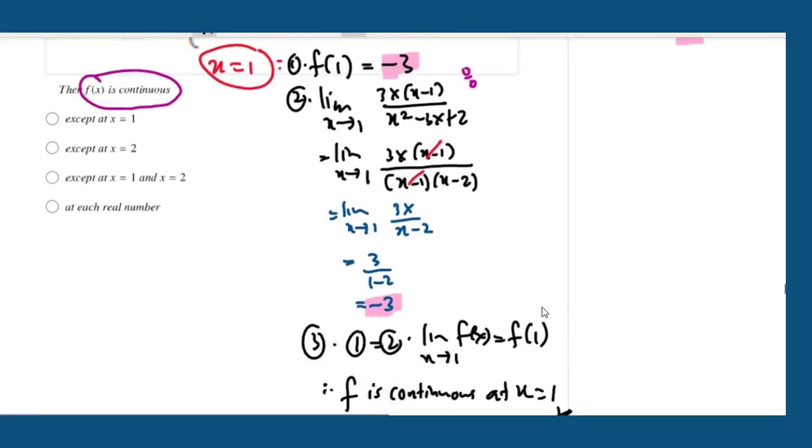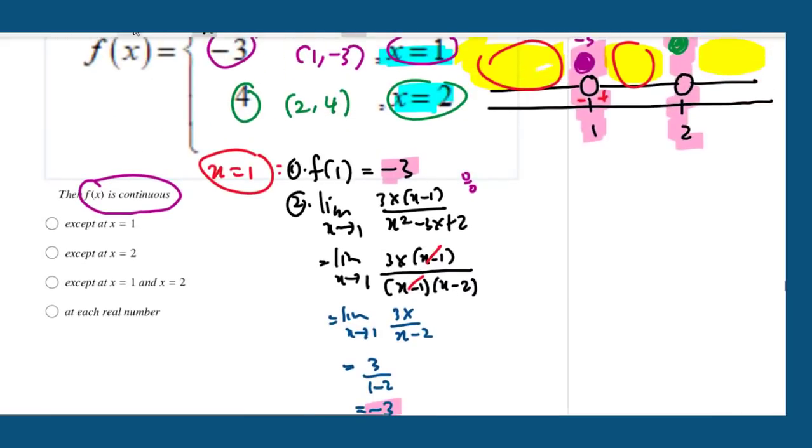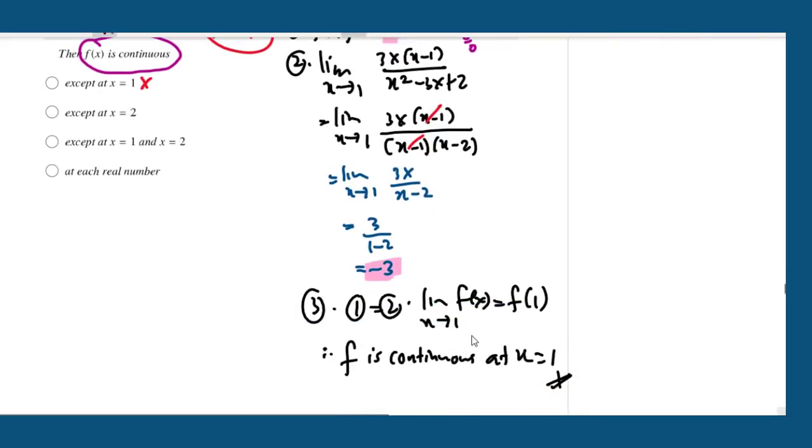So check: f is continuous except, so this is not the answer. Why? Because f is continuous at x equal to 1, so this is cancelled. Confirm this is not the answer. This is continuous at each real number, so actually real numbers, or from negative infinity to infinity. So the answer is here. This is one answer. Just to confirm, except x equal to 2, we're going to check that one.